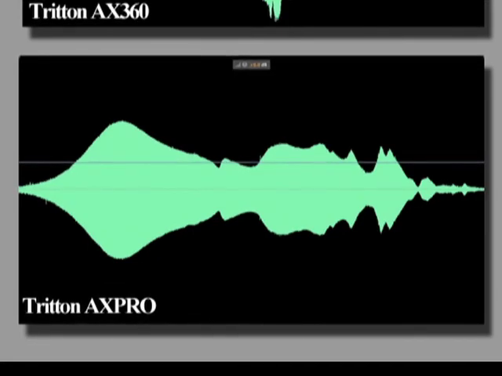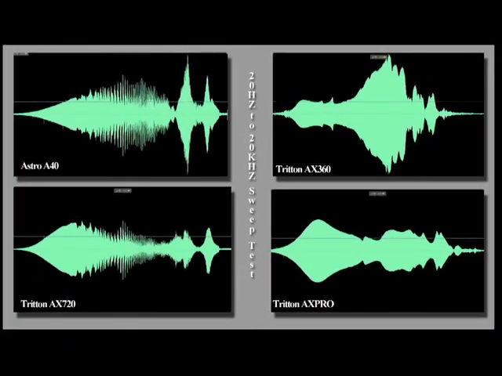So yeah, looking at all four of these waveforms, I would have to say the Tritton AX Pros outshine the other three by far. Well, I hope that helps somebody. If there's something that I'm not seeing here that somebody could shine some light on, feel free. Yeah, there's a ton more tests and sound checks and stuff that I did, and we'll go over all that here shortly.